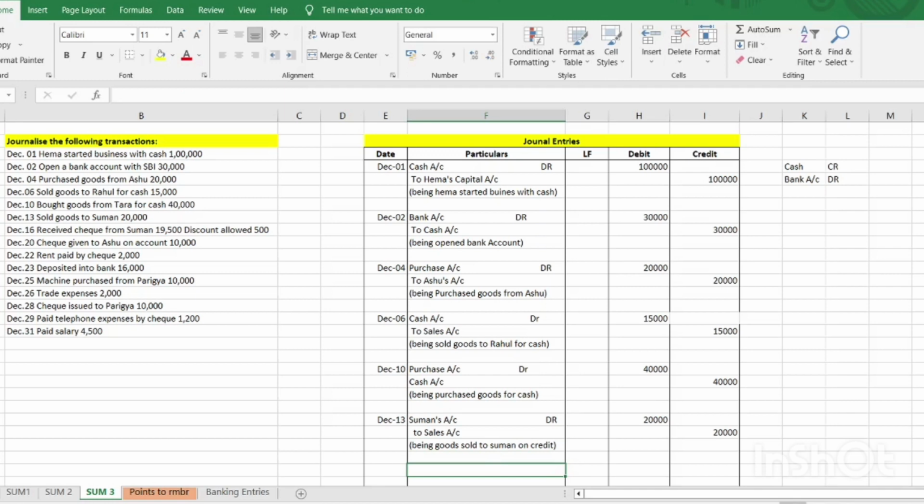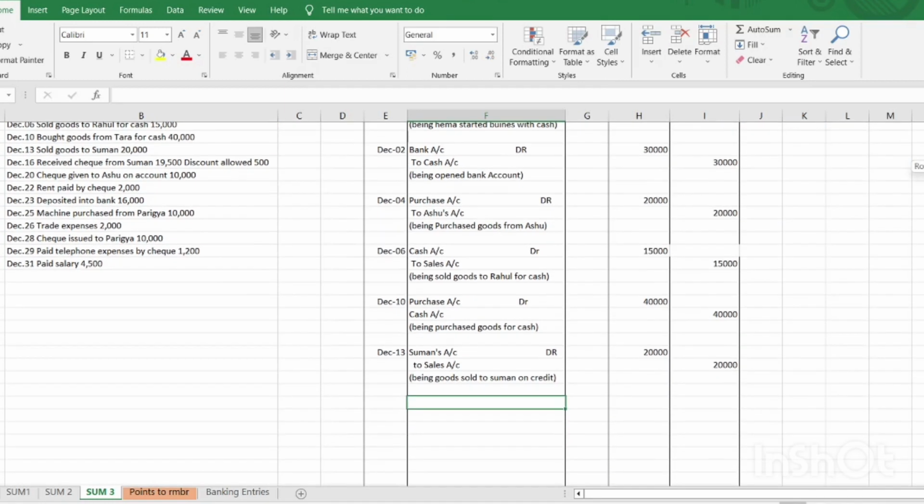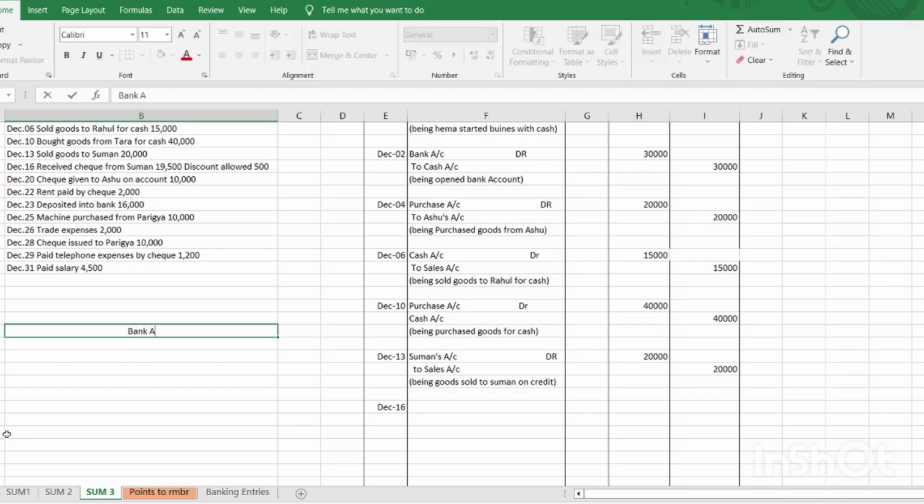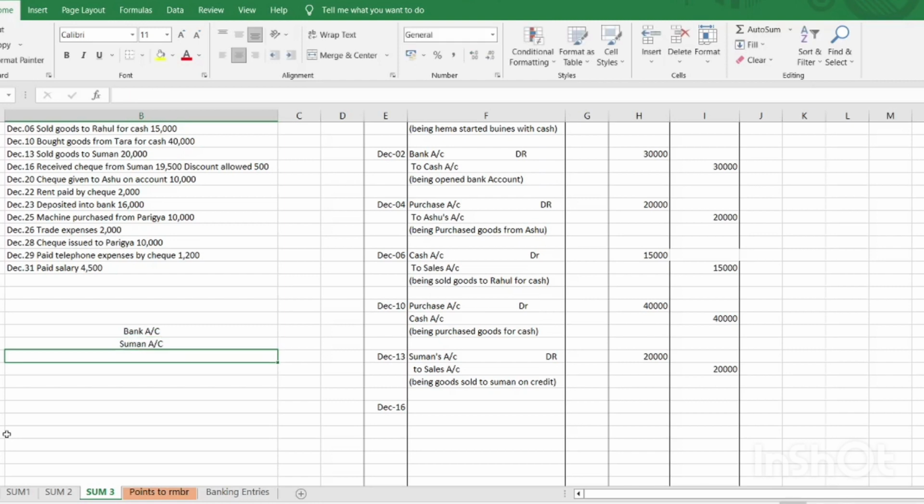Next entry, December 16th. December 16th, received check from Suman 19,500, discount allowed 500. So let us analyze this transaction first. Here we are receiving a check, so bank account. Since we are receiving it from Suman, so Suman's account. And here we are allowing a discount, so discount allowed account.